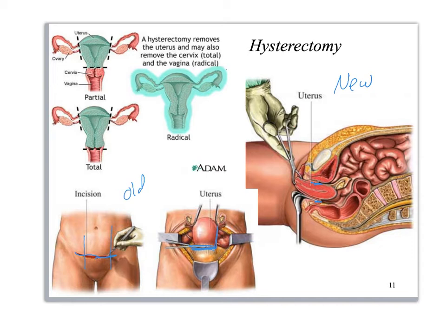And you can do something that's really radical. You can also do a total where you take out all of the cervix and the uterus. This is what you would do if you were going to be doing a hysterectomy due to, not ovarian cancer, cervical cancer, because you want to get the cervix out. If you're doing ovarian cancer, you're probably going to take out more.